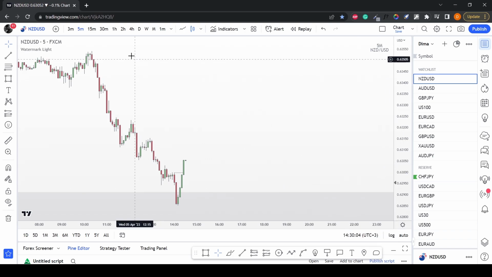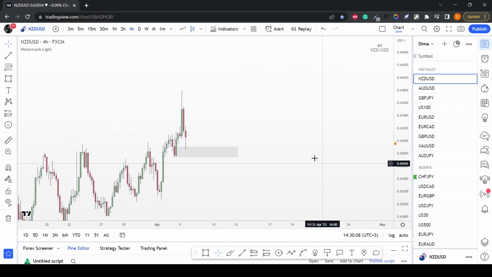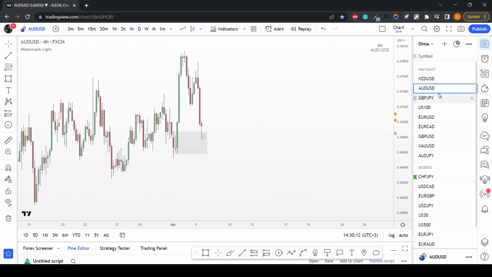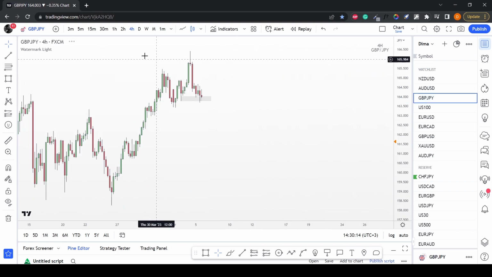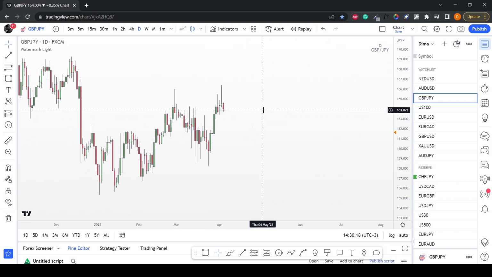Just placing it and looking for these nice ranges on AU and New Zealand dollar, and on GJ. So it's like 50-50. We broke the high.